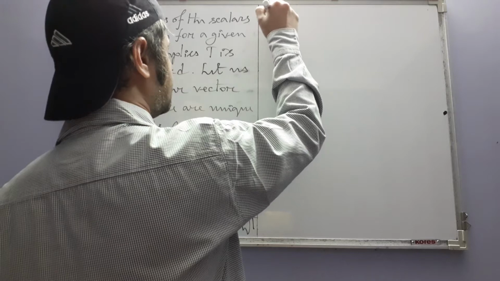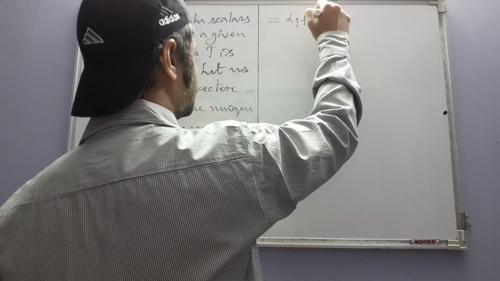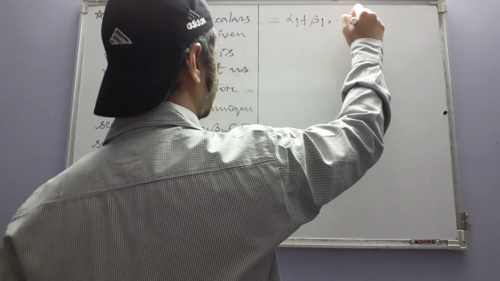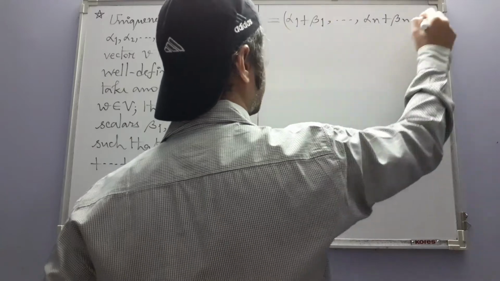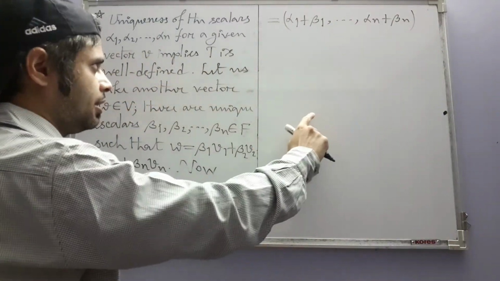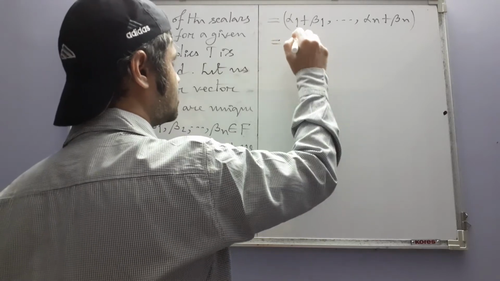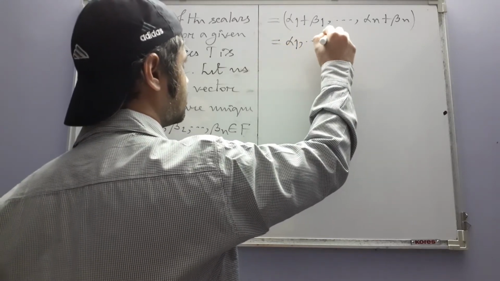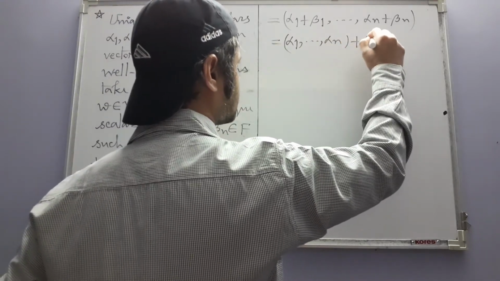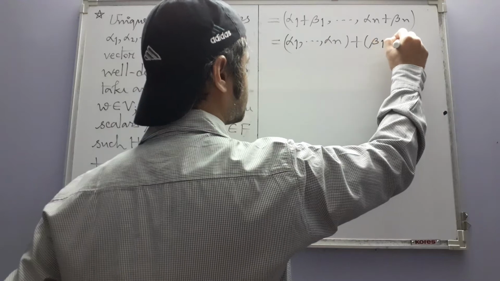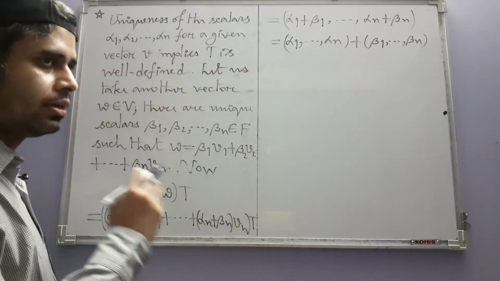Now by the definition of our function T, this is (alpha 1 plus beta 1, alpha 2 plus beta 2, and so on, up to alpha n plus beta n). Now in the space Fn, this thing equals the sum of these two n-tuples. This is the vector addition we have in Fn.